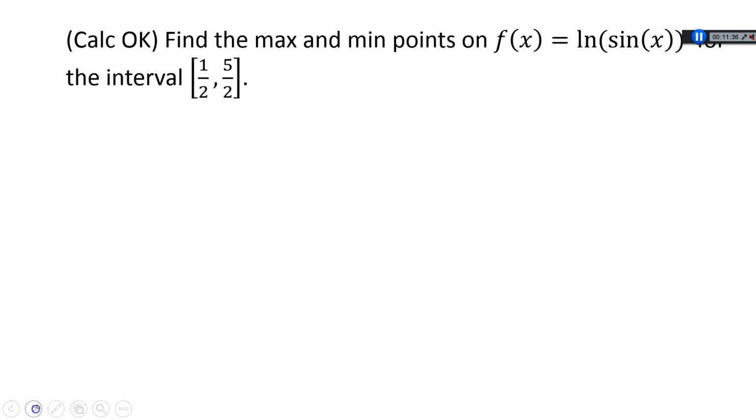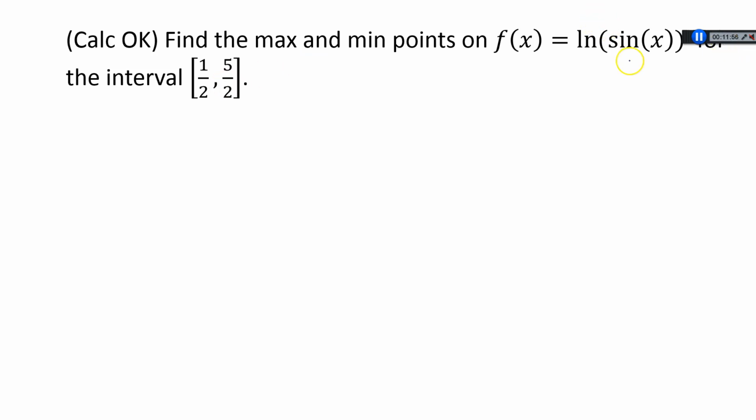Not too bad. All right, so we're going to be able to use a calculator on this one. We're going to find the maximum and minimum points on this function. And notice it's a closed interval, so the extreme value theorem should apply because this function should be continuous between 1/2 and 5/2. So let's see if we can figure this out.